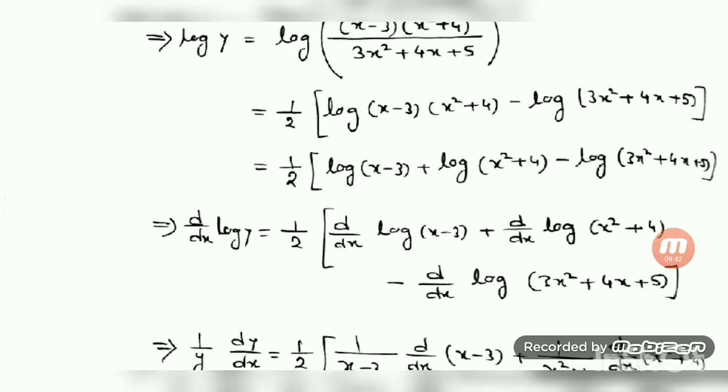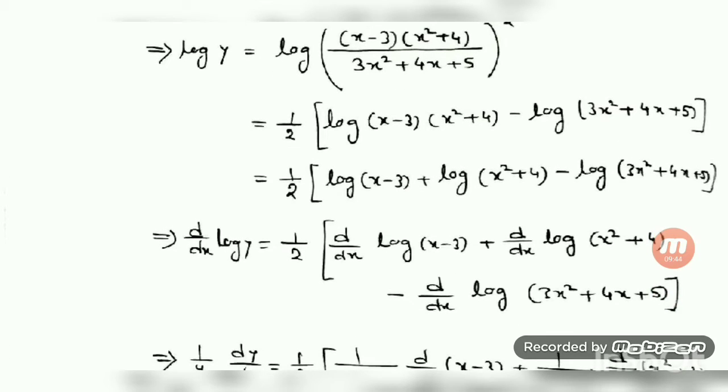So now after simplification, we are going to take d/dx on both sides. So d/dx of log y is equal to d/dx of the whole expression. And when you take the d/dx of this whole expression, half is a constant, so it will come out of the derivative. Then d/dx of this plus d/dx of this minus d/dx of this can be written. So I have written d/dx of log of x minus 3 plus d/dx of this one, the u plus v and u minus v rule I have applied. d/dx of this expression minus d/dx of this expression.